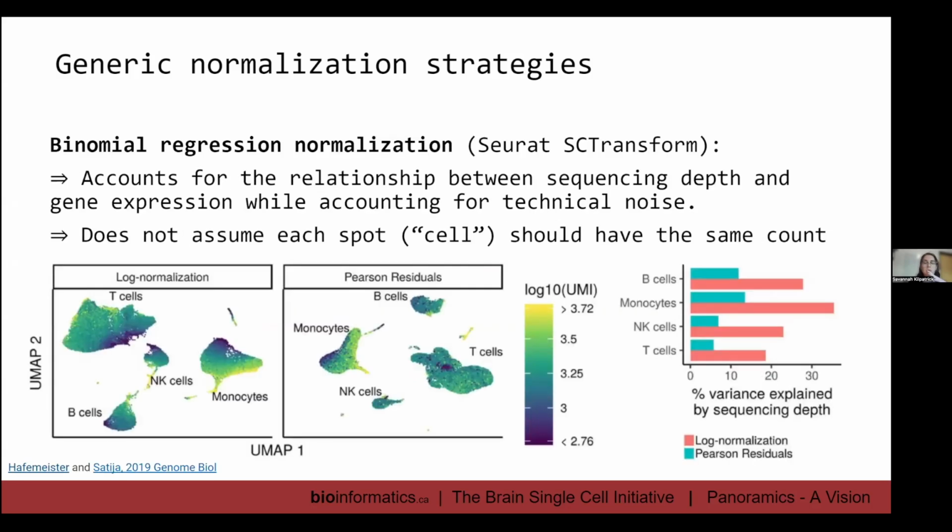So some alternatives that are coming in are binomial regression normalization strategies. You've probably heard of the Satija Lab's SCTransform. This is a very popular alternative to the library size normalization strategies because it does not assume that each spot should have the same count. And in doing so, it's able to mitigate the technical noise while still preserving the biologically relevant heterogeneity.